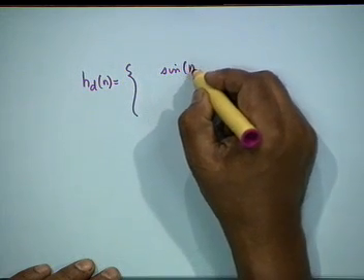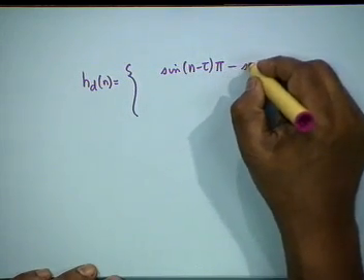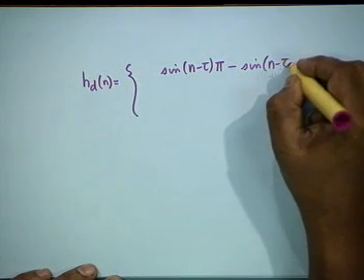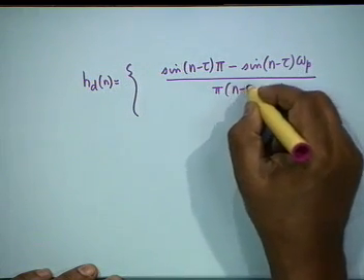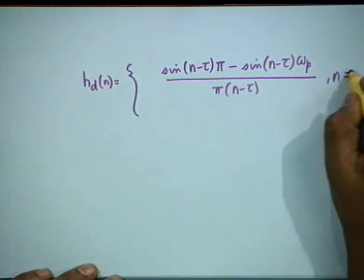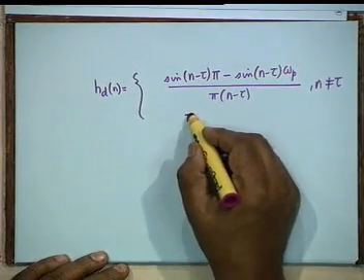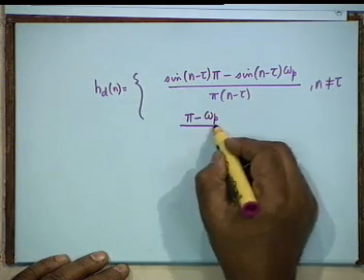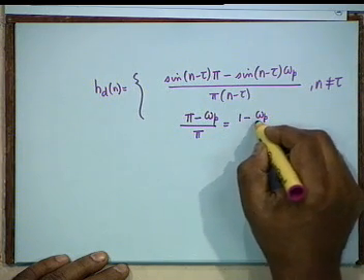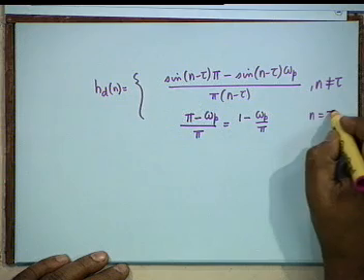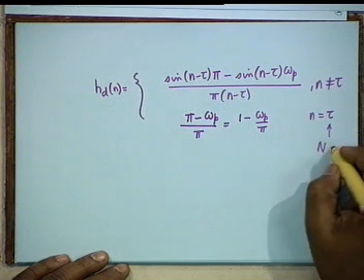If you do that, then the result comes as h d n equal to sine of, very interesting, n minus tau pi minus sine of n minus tau omega p divided by pi n minus tau, provided n is not equal to tau. And if n equals tau, then it is simply pi minus omega p divided by pi, which is equal to 1 minus omega p divided by pi for n equal to tau, which indicates that capital N is odd.